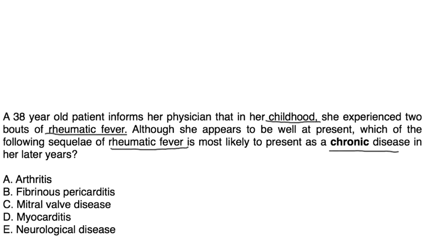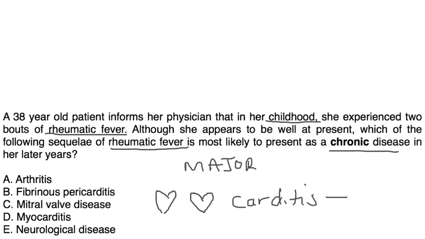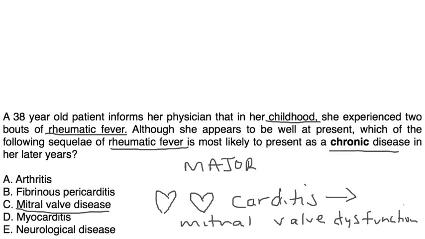If you remember the Jones criteria, in particular the major criteria, there was one in particular that leads to a chronic problem, and it had a heart in front of it, and that was carditis. And carditis later leads to valve dysfunction, and in particular the most common valve that's affected is the mitral valve. So mitral valve disease is the answer to this one.